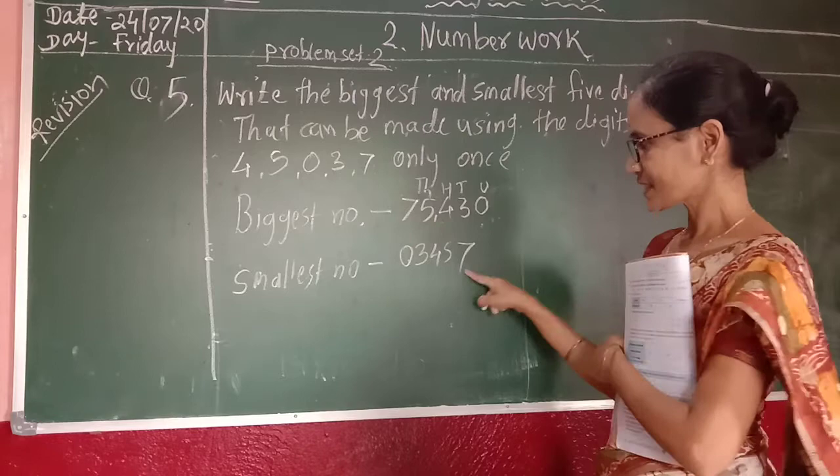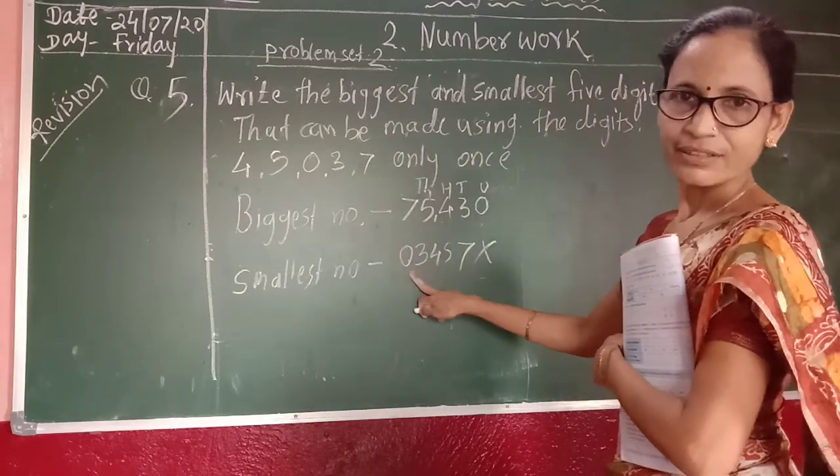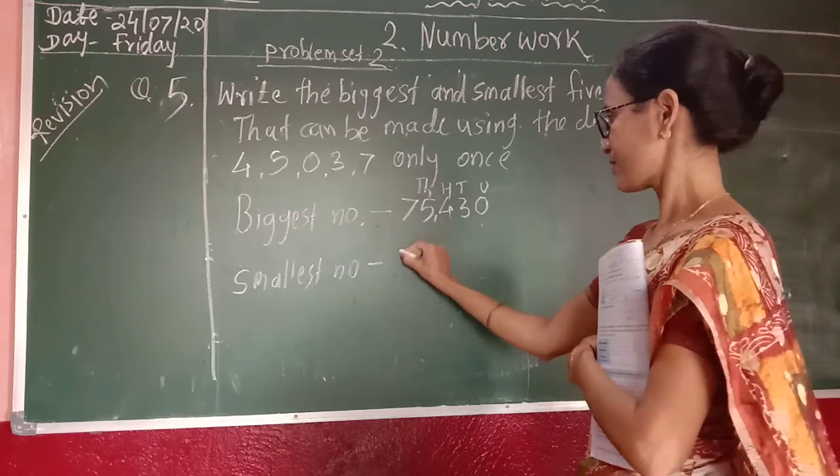The ascending order, descending order. This is wrong. Don't write 0 on the 1000 place. Okay. So, which is the smallest number? 3.